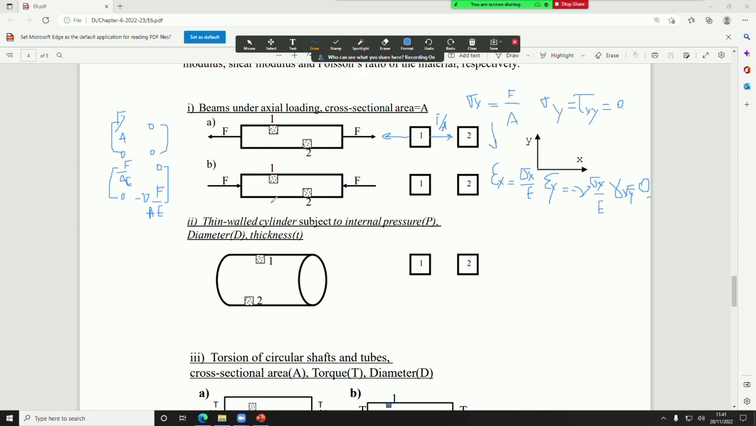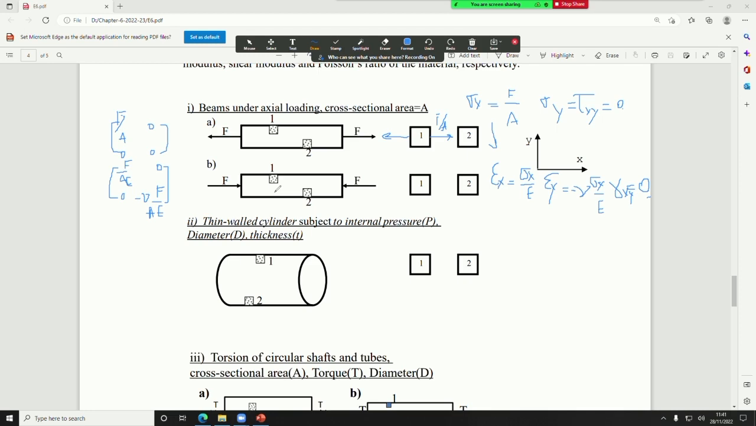Could you do the bottom one, please? The one which is the compression. What's the difference between the bottom one and the top one? What is the difference between the two? Very good. So whatever we have on the top, we've got at the bottom with the sign negative. Yes, opposite sign.